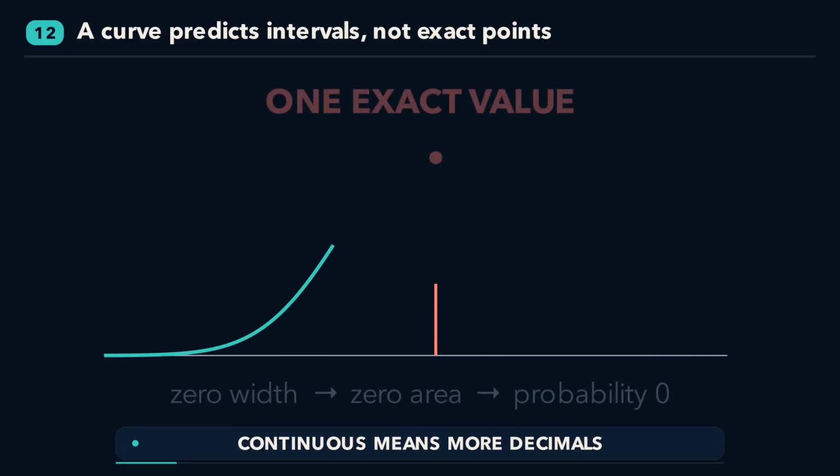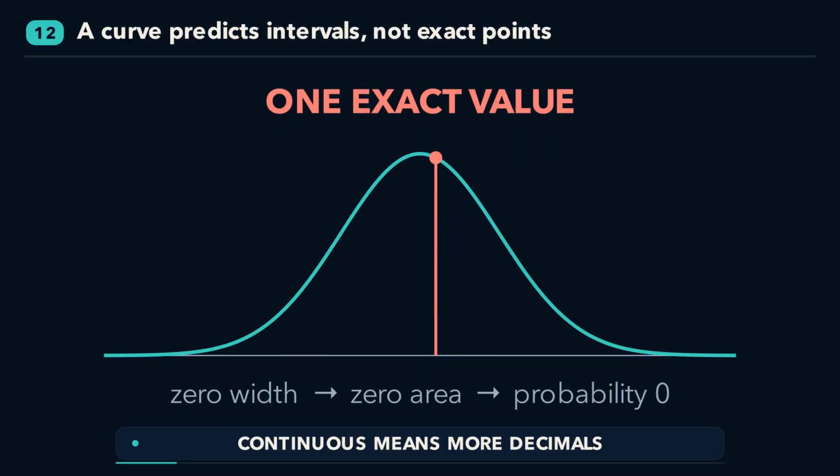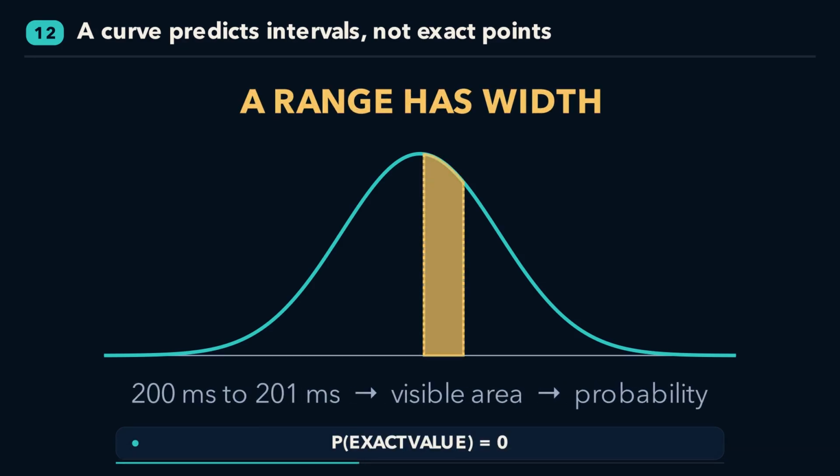There is one subtle idea worth keeping. Reaction time is treated as continuous. Between 2 displayed numbers, we can imagine more decimal places. For a continuous distribution, the probability of one exact value is 0. That sounds strange, because exact values do occur. But any single point has 0 width, so it has 0 area under the curve.